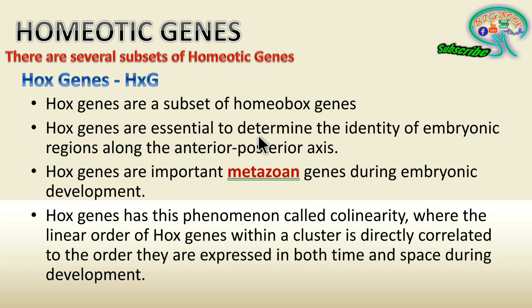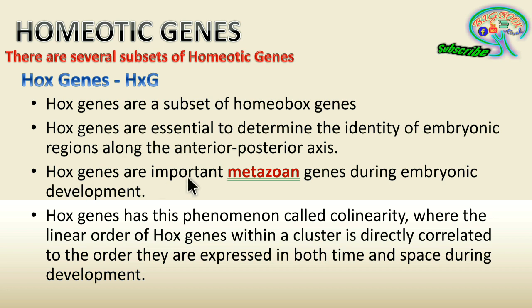Hox genes are essential to determine the identity of embryonic regions along the anterior-posterior axis. Hox genes are important metazoan genes during embryonic development. Hox genes have a phenomenon called collinearity, where the linear order of Hox genes within a cluster is directly correlated to the order in which they are expressed in both time and space during development. Here, the first and second sentences say they are a subset of homeobox genes and are responsible for determining the anterior-posterior axis during embryonic development.